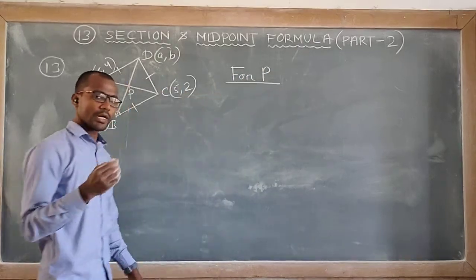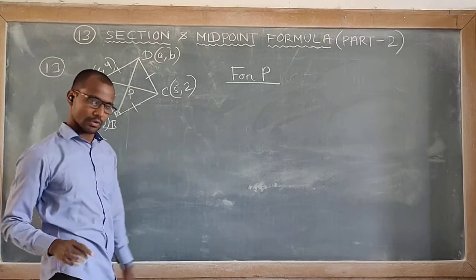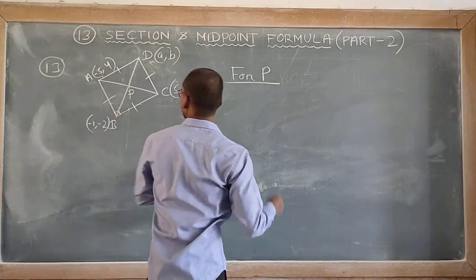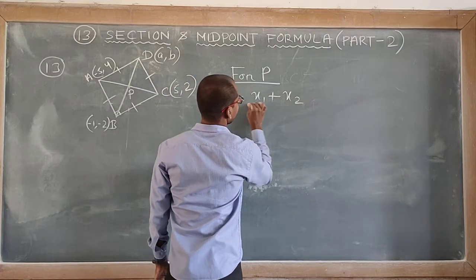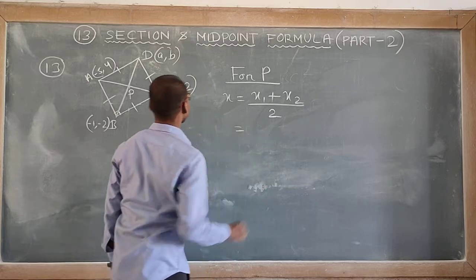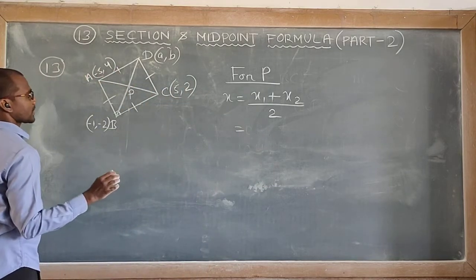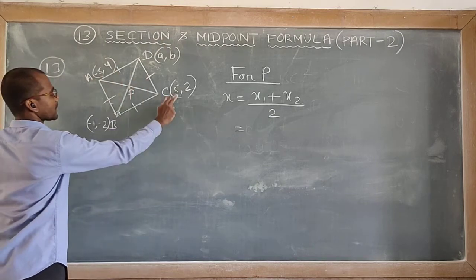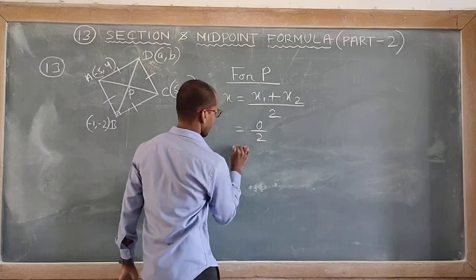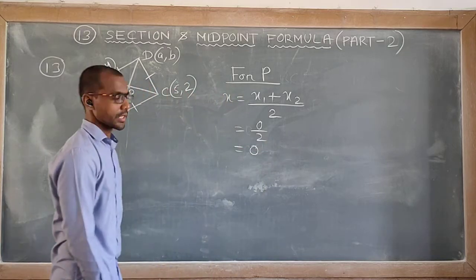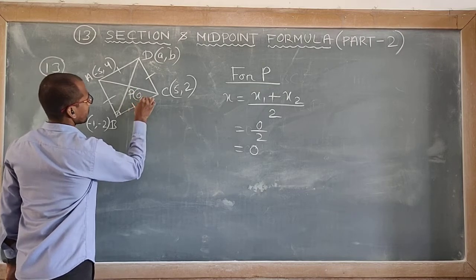For P, first we have to get the coordinates of P. Then only we can find the coordinates of point D. Okay? So X is equal to x1 plus x2 by 2. This is x1 y1, this is x2 y2. So x1 plus x2 means minus 5 plus 5, which is 0. 0 by 2 is 0. So x coordinate is 0. So x coordinate of P is 0.